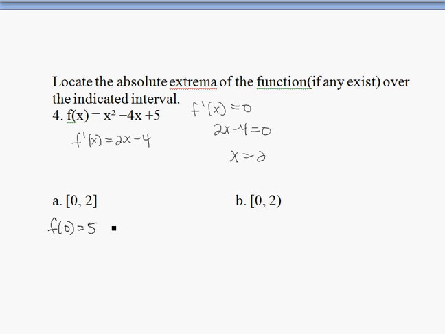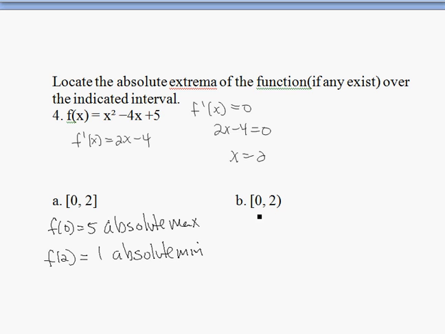So f of 0, we already know is 5, and since it's closed, that would be an absolute max. And f of 2 is equal to 1, so that's an absolute min, and f of 2 is at the end of our interval, and this also happens when the derivative is equal to 0, so we've got double duty there.